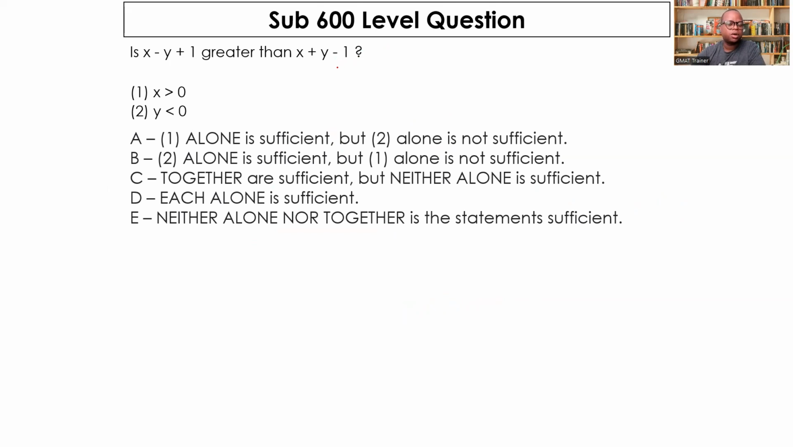So, okay, is it actually being asked if x minus y plus 1 is greater than x plus y minus 1? So, x minus y plus 1 is greater than x plus y minus 1. So, that's the question being asked.